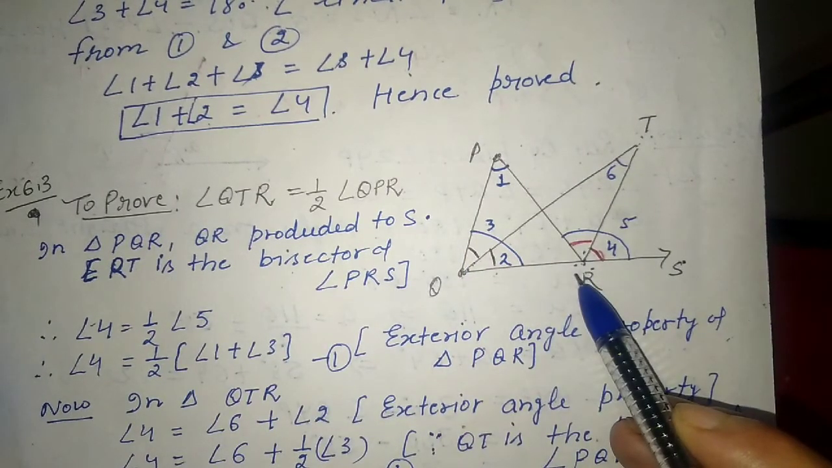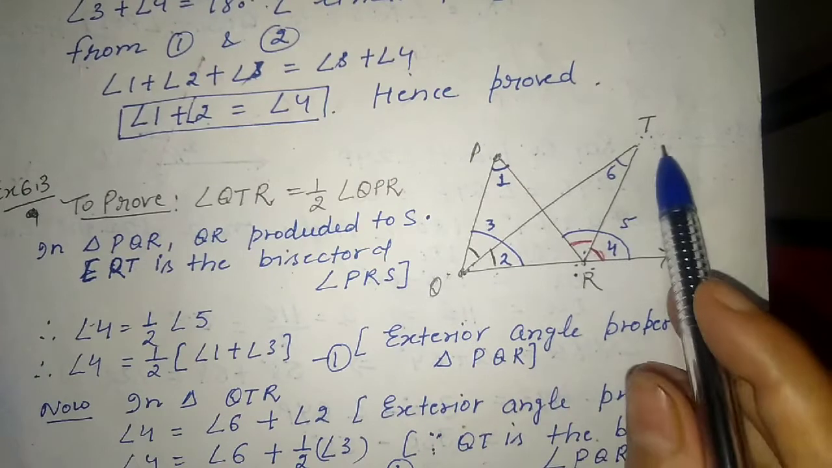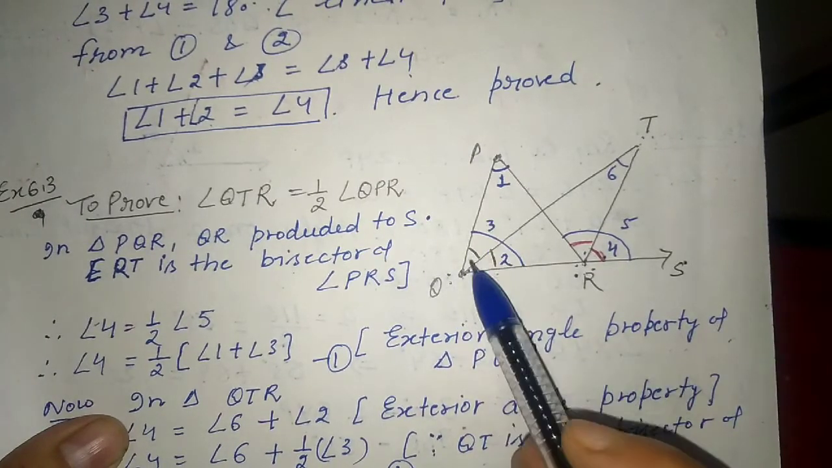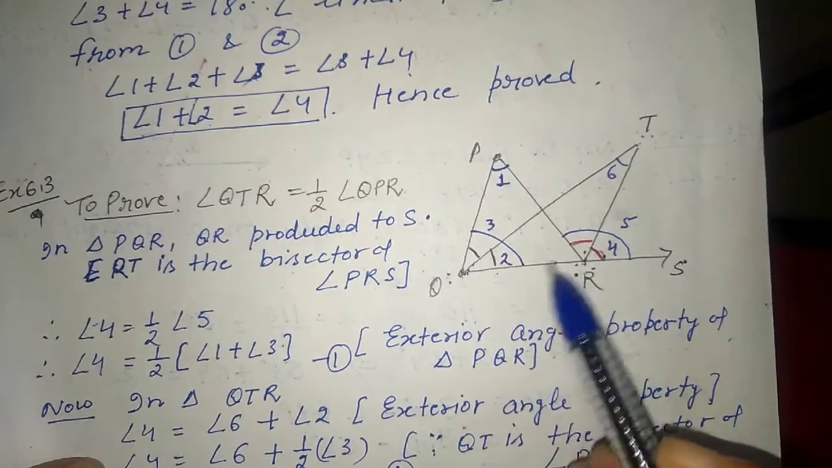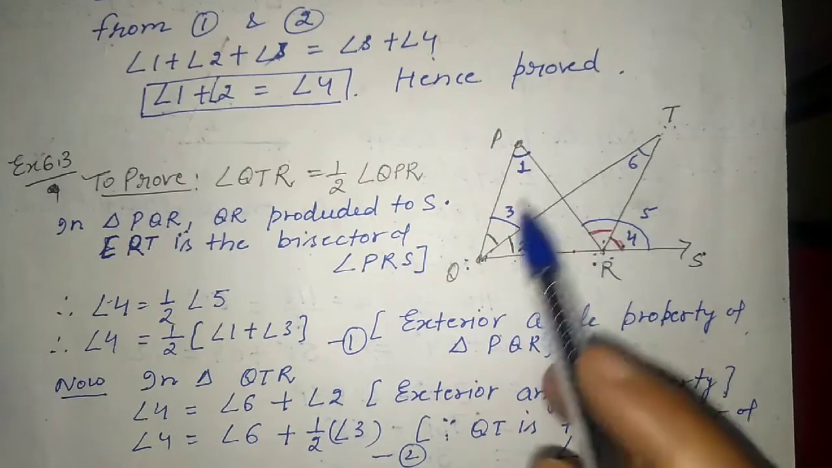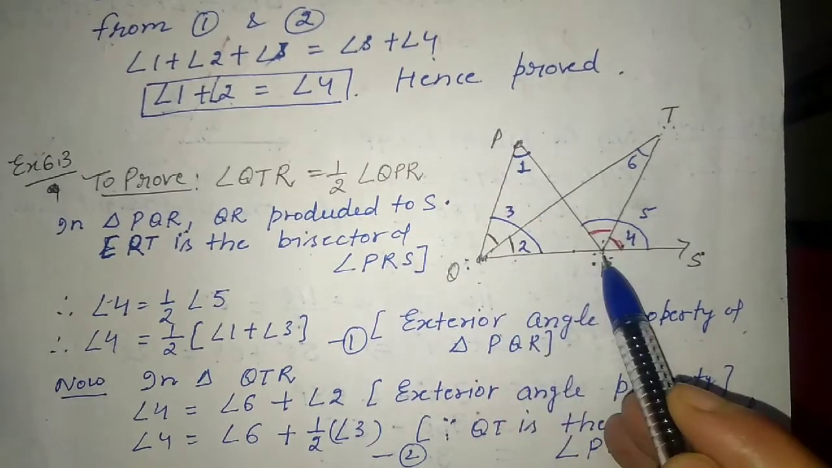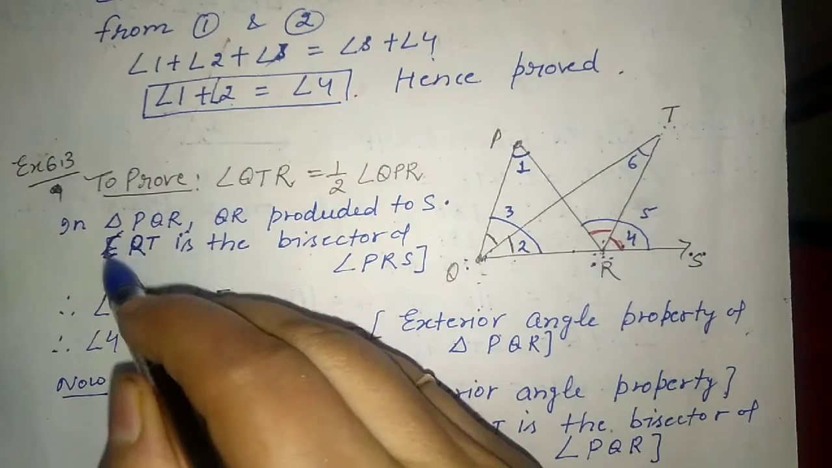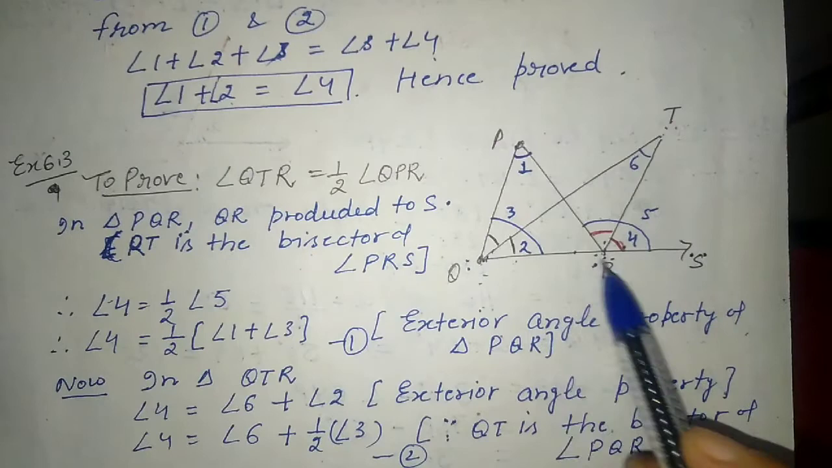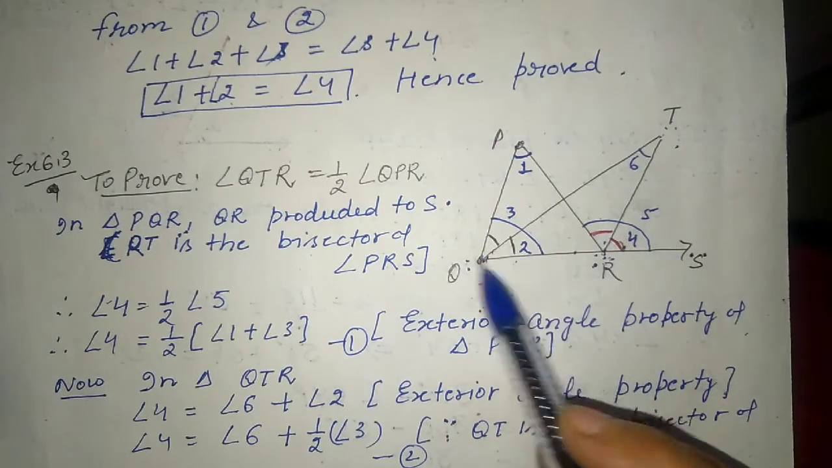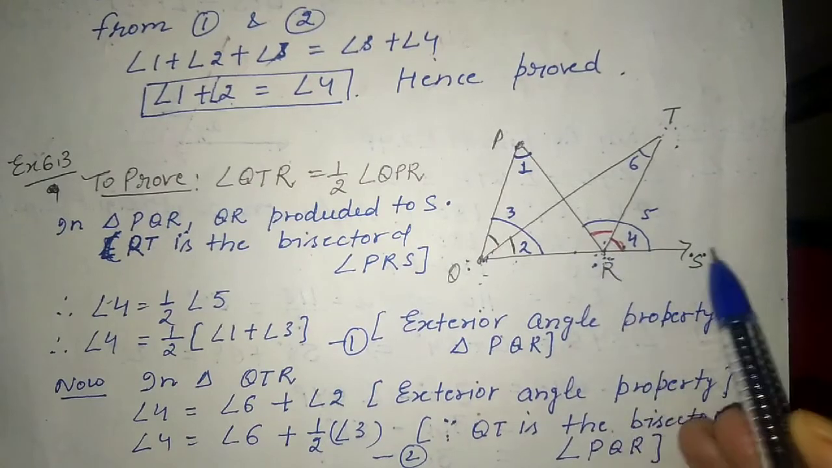QTR is given. Angle QTR is equal to half of angle QPR. Now the proof is there. It is given in triangle PQR, QR is produced to S, and RT is the bisector of angle PRS.